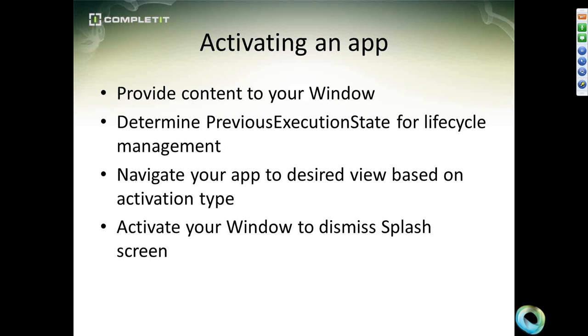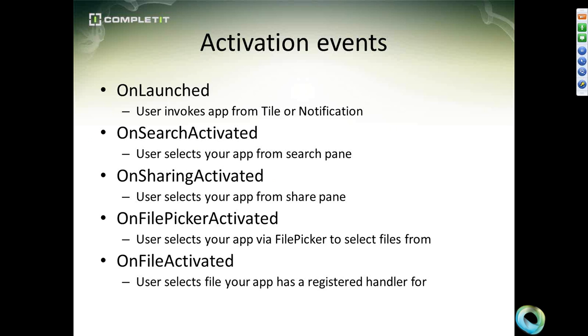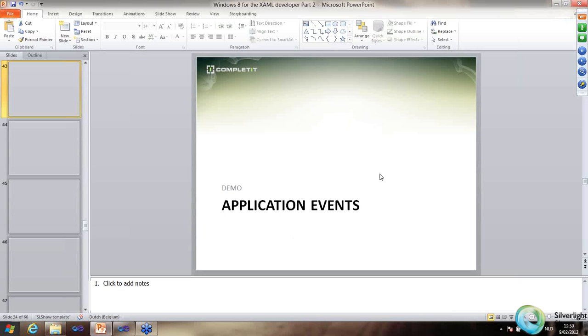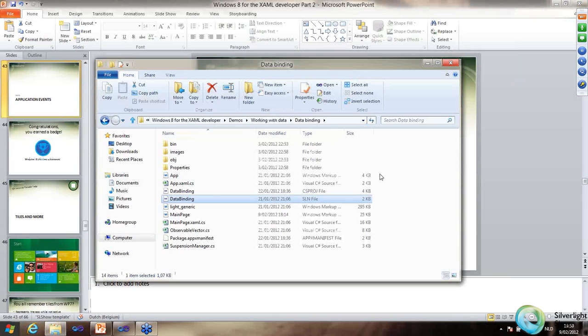That means there are several events that in your app XAML you can hook into to know how your application was launched, or activated. So for example, it can just be launched. It can come from a search. It can come from a sharing. It can come from a file picker, because the file picker allows you to search into an application. Or perhaps your application is launched because someone has opened a file to which your application is a handler. So there are several ways to activate your application, and you can hook in the app XAML file to be notified about these.